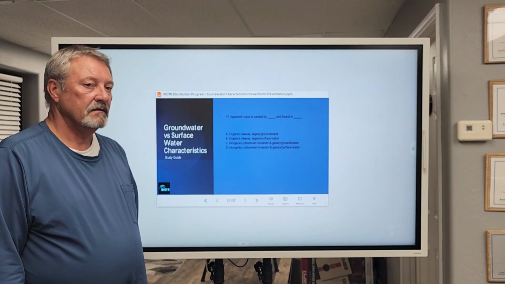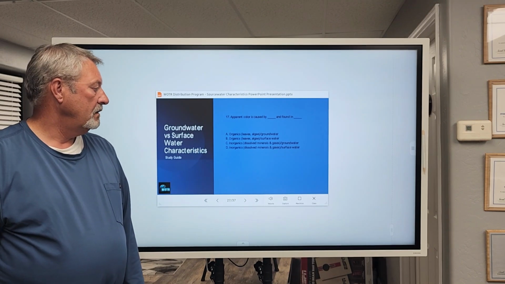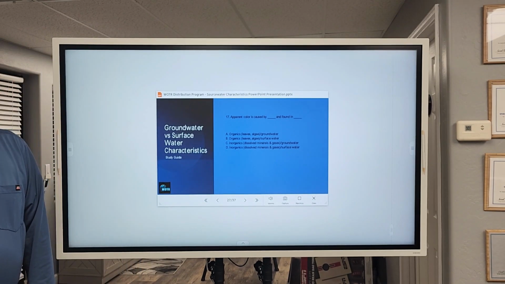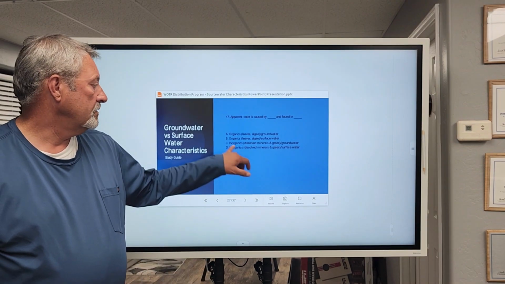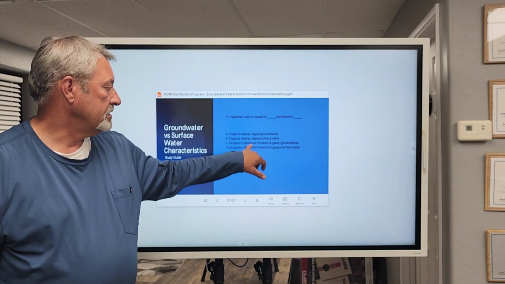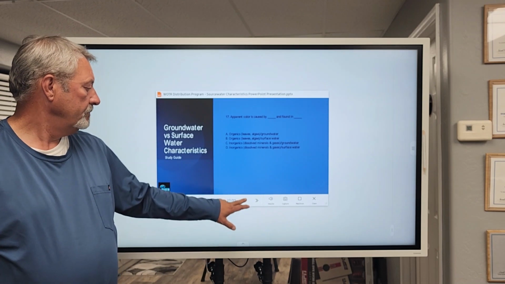So that's true color. What about apparent color? Apparent color is caused by blank and found in blank. Wouldn't that be your organic or inorganics? Mhm. And if we just did surface, it'll be groundwater. Right, so inorganics, which is dissolved minerals and gases found in groundwater. Yeah, right? Very good.